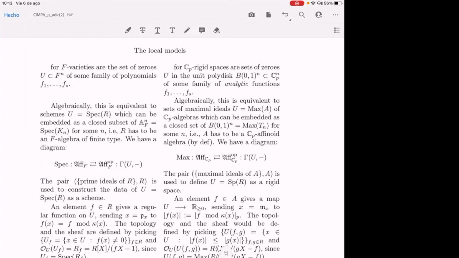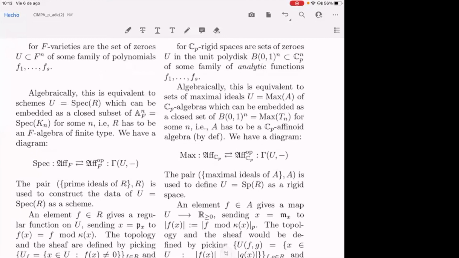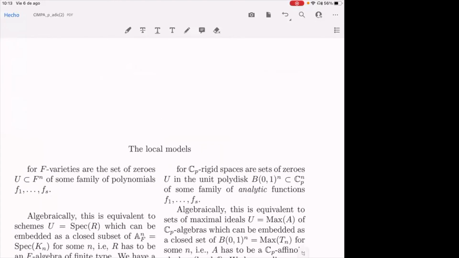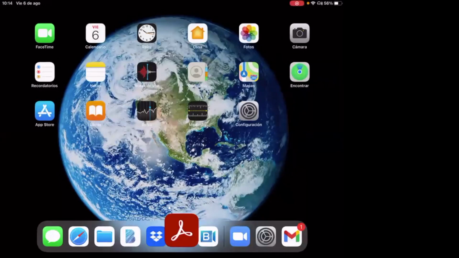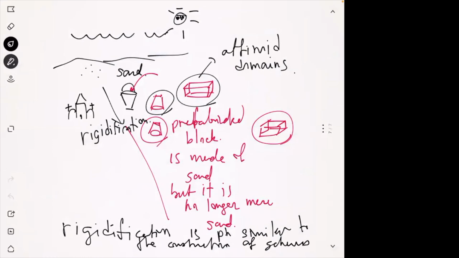So for example, what is an affinoid domain? An affinoid domain is our local building block. On the left-hand side, I have what we do in algebraic geometry, in particular for varieties, not for schemes in general. And on the right side, I made the discussion for rigid spaces. Again, what is a rigid space? A rigid space is something that you can build out of affinoid domains.